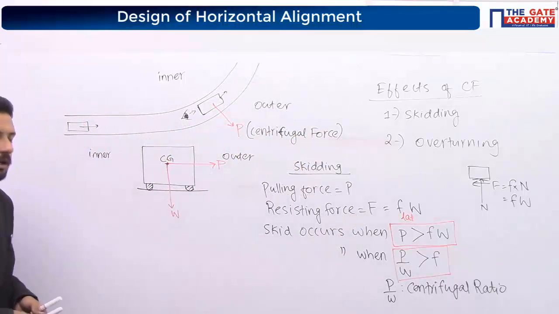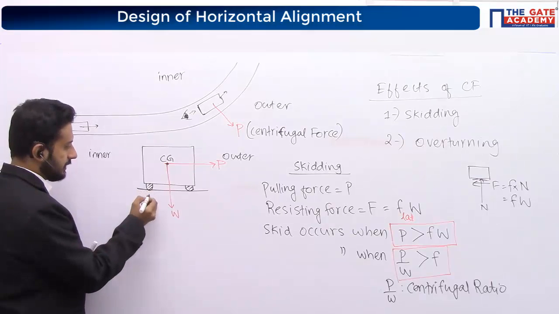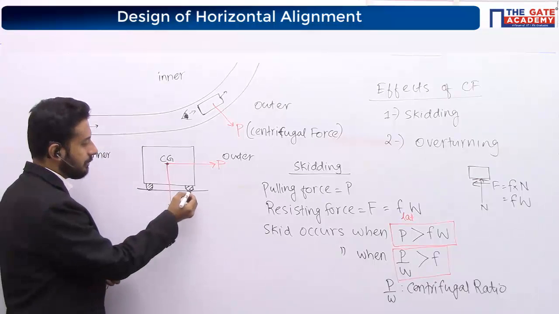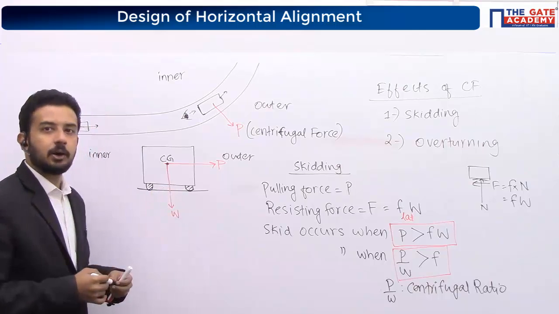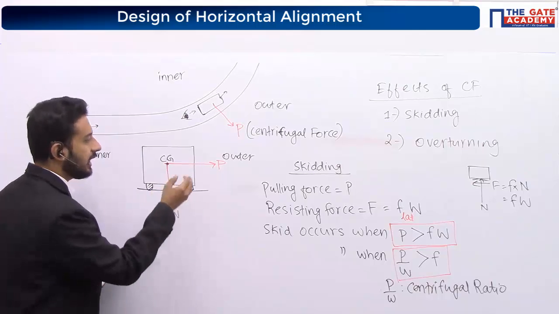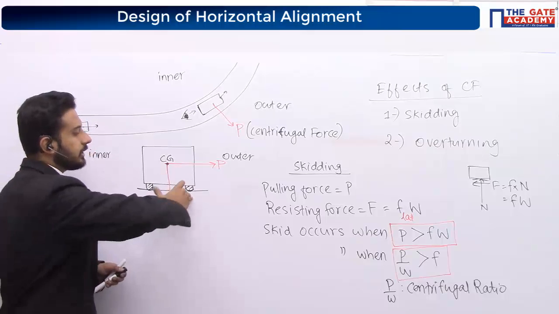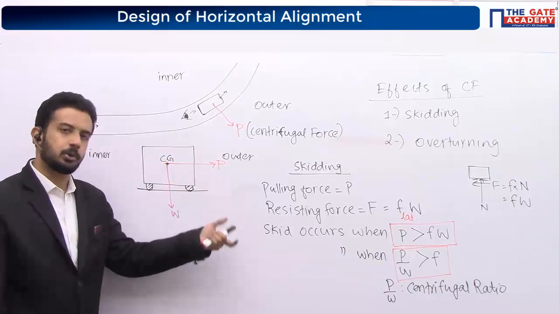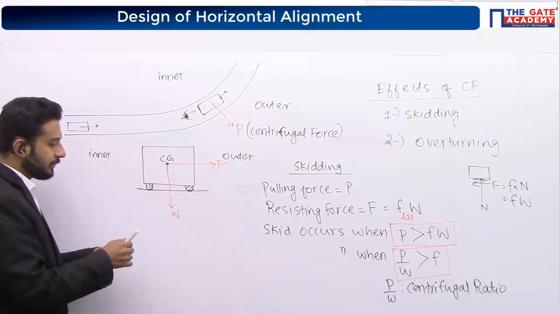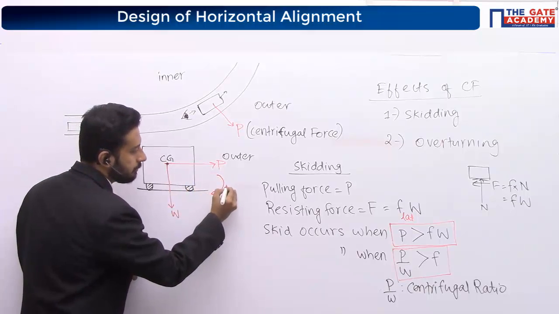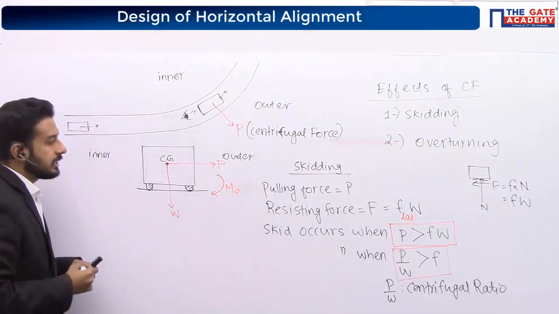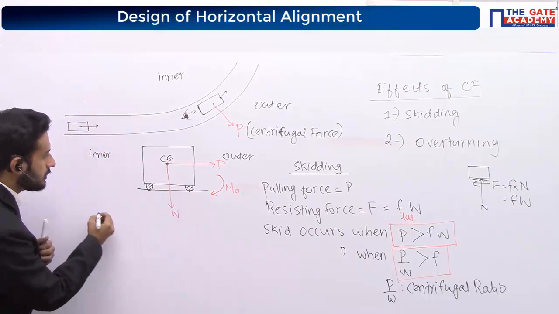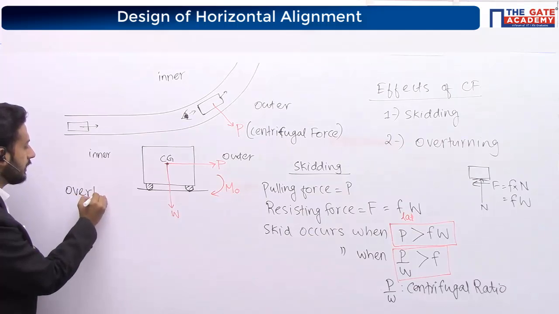About which point will it overturn? If this is the inner side of the tire and this is the outer side, it will overturn about this point, right? About the outer tire, the right wheel, or I can say the outer wheel. So about the outer wheel, it is going to overturn. Centrifugal force is definitely going to affect your vehicle. So the centrifugal force will develop an overturning moment, I am writing it as MO, about this point. So the second case I am writing as the overturning case.